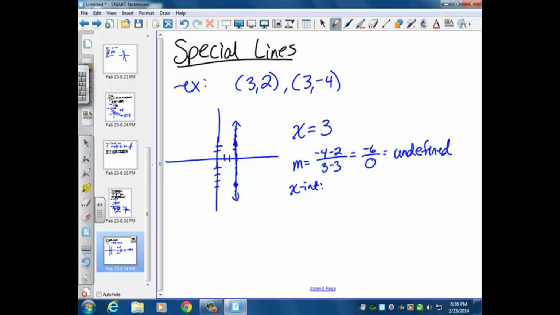The other thing you might be asked for these, what's the x-intercept? Well, in this case, it'd be 3, or the point (3, 0). How about the y-intercept? Okay, with these there would be none. I'm never going to cross the y-axis.